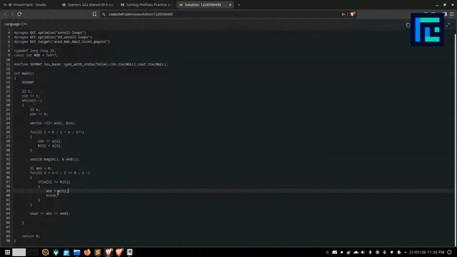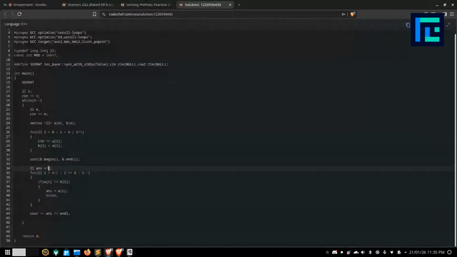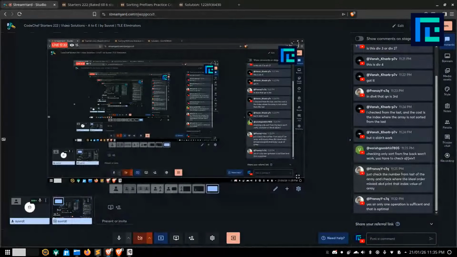And I can just do answer is equal to A[i] and break out of this loop, and in the end I can just print out the answer. And if the array is already sorted, then it will not break out of this loop and the answer will remain at 0. So that was the solution for problem B. If you guys have any doubts, you can ask.